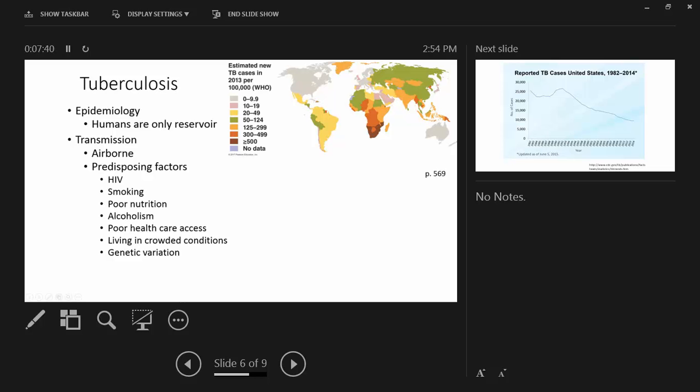What are some predisposing factors that, if you are exposed, would make you actually come down with a case of TB? HIV is a big one. Anything that's going to damage the cilia action in your lungs that would work to dispel pathogens, anything like smoking, is a big predisposing factor. Anything that would make you immune compromised: drug use, alcoholism, poor health care. Certain populations are perhaps a little more susceptible genetically.